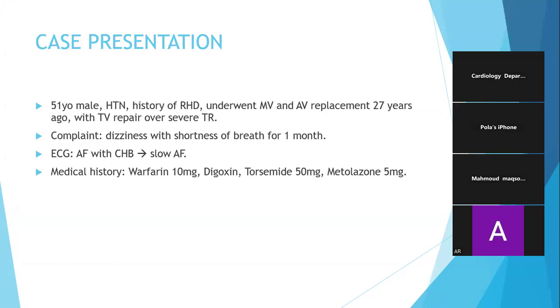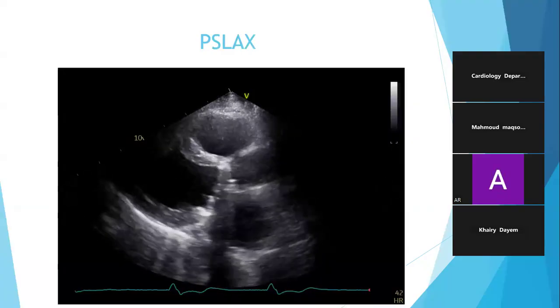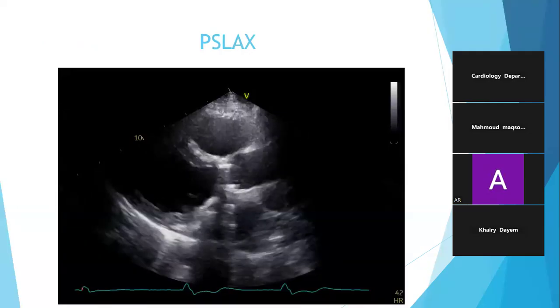His ECG was an AF with complete heart block, for which the heart block has resolved into a slow AF eventually. His medical history was he was on warfarin 10 milligrams, digoxin, torsemide 50 milligrams, and metolazone 5 milligrams. This is the parasternal long axis for the patient using the 2D transthoracic echo.